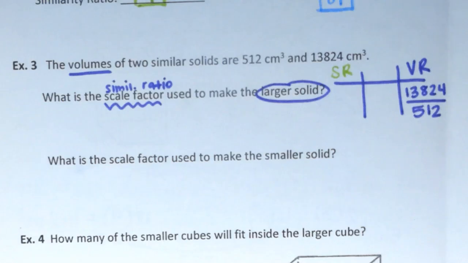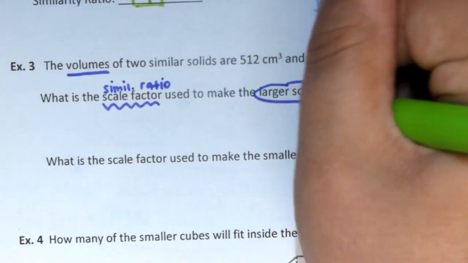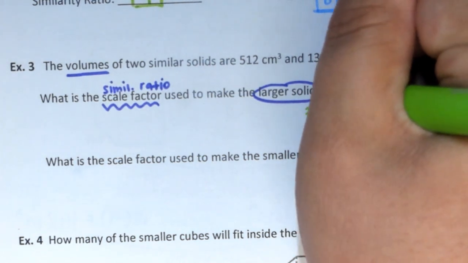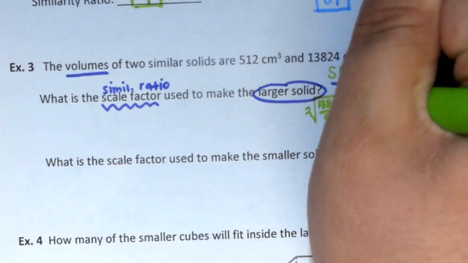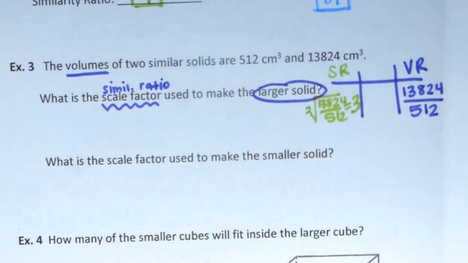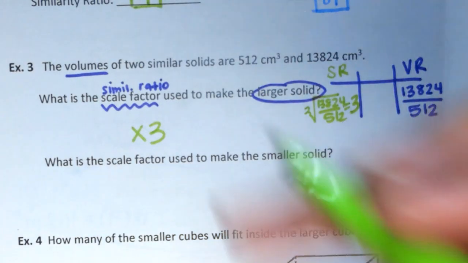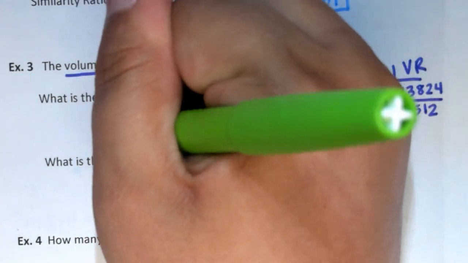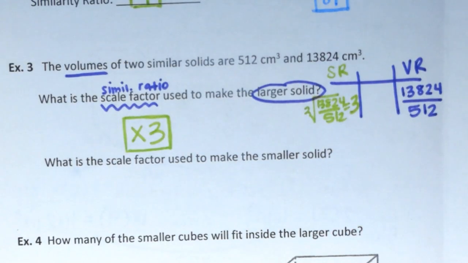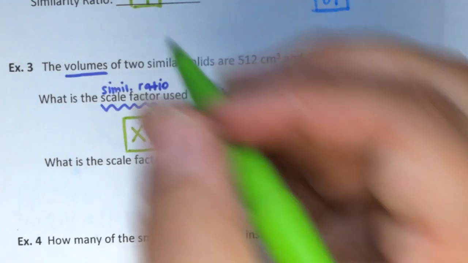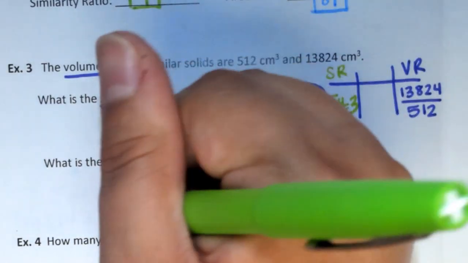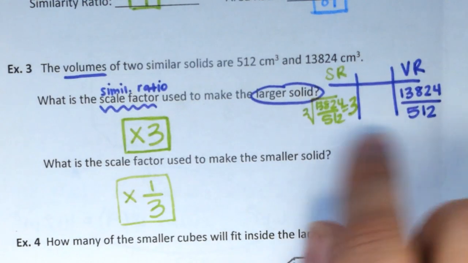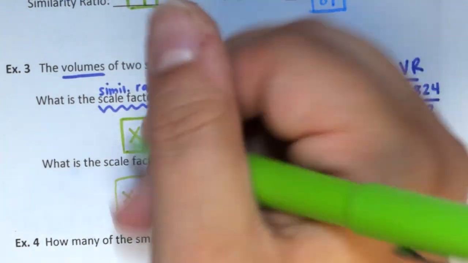Does that make sense? Gabby, you still with me over there? Stay with me, please. So this is the cube root of 13,824 over 512. What did it give us? 3. So what is the scale factor used to make the larger solid? Times 3. That x just means times. That's what you're going to multiply by. What would I need to multiply to make a smaller solid? Flip it. 1/3. Do you agree you would flip this fraction to make the smaller solid? So you can just flip this.